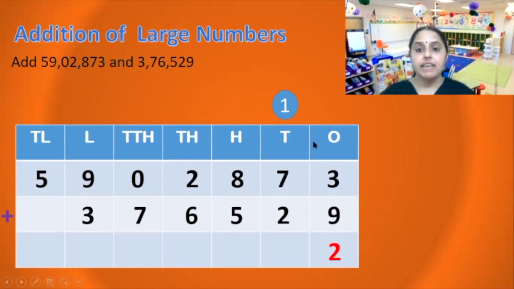Now 7 plus 1 is 8 and 8 plus 2 is 10. Yes or no? 8 plus 2 is 10. So in 10, what comes in ones place? 0. So we will represent 0 here. And what is in tens place? 1. So where will we write 1? Definitely we will be writing 1 as carry forward. So let us write 1 as carry forward.